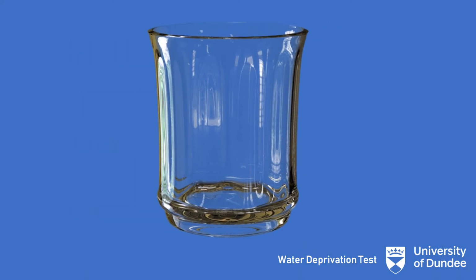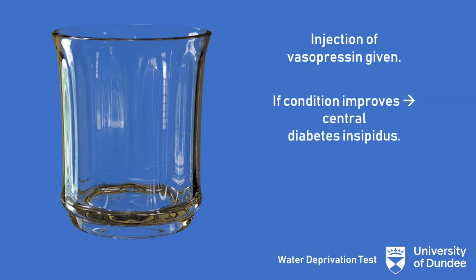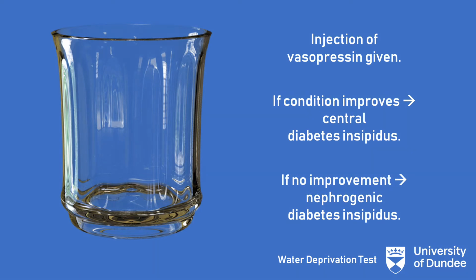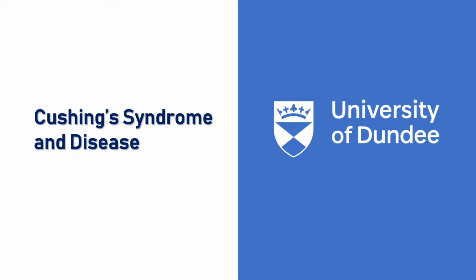The patient is then given an injection of vasopressin, and their response monitored. A diagnosis of central diabetes insipidus is made if, following this injection, the patient's excessive urination stops, their urine becomes more concentrated, their blood pressure increases, and their heart rate normalises. A diagnosis of nephrogenic diabetes insipidus is made if the injection of vasopressin does not cause a change in the patient's readings.